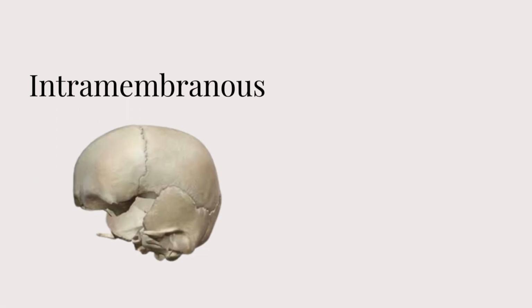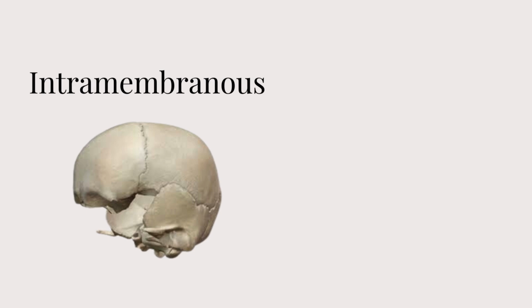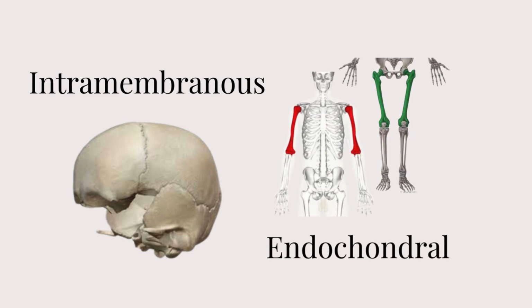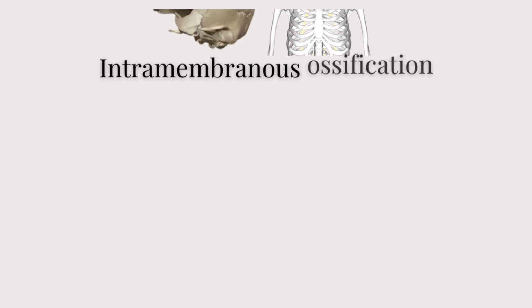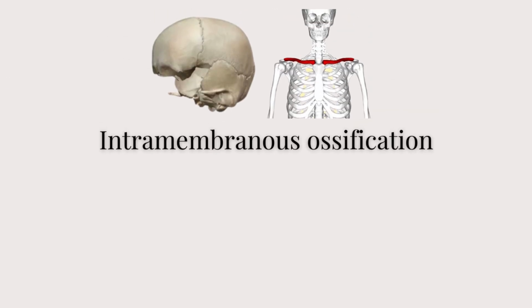There are two main types of ossification, intramembranous and endochondral. Intramembranous ossification is responsible for forming the flat bones of the skull, whereas endochondral ossification forms the long bones of the body, like the femur and humerus. Intramembranous ossification is responsible for forming the flat bones, such as those of the skull and the clavicles.